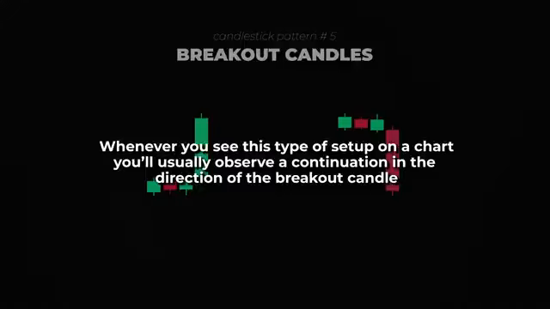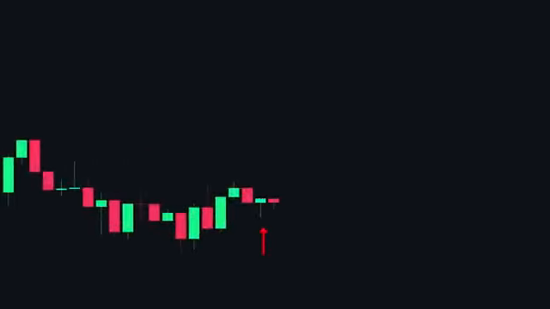Let's look at an example. Here, the price formed a series of small candles before a large green candle appeared, forming a bullish breakout pattern. This signals that the trend will likely continue upward. To trade this setup, you can enter a buy position at the close of the breakout candle, with a stop loss placed at the opening price of the breakout candle.